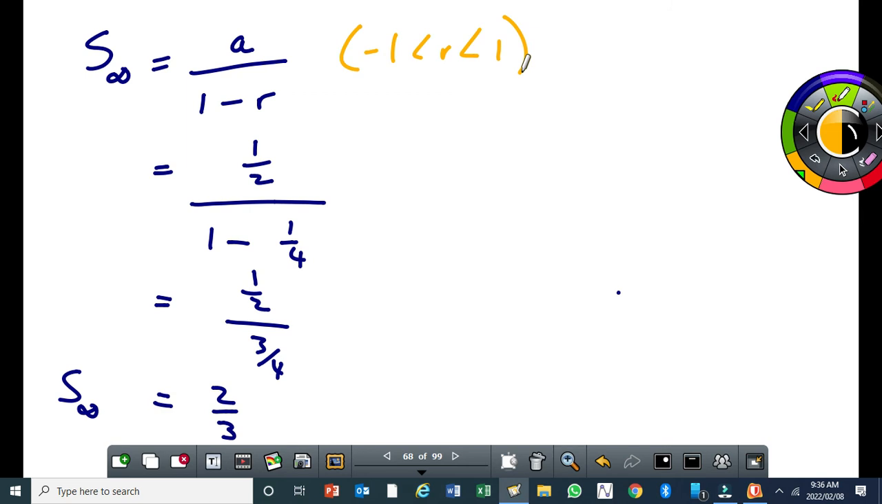So you substitute the first term, it's a half, common ratio, it's a quarter, you simplify, you get 2 over 3. It's very simple. And let me warn you, I hope you all know that passing my subject with a good mark is a game changer.